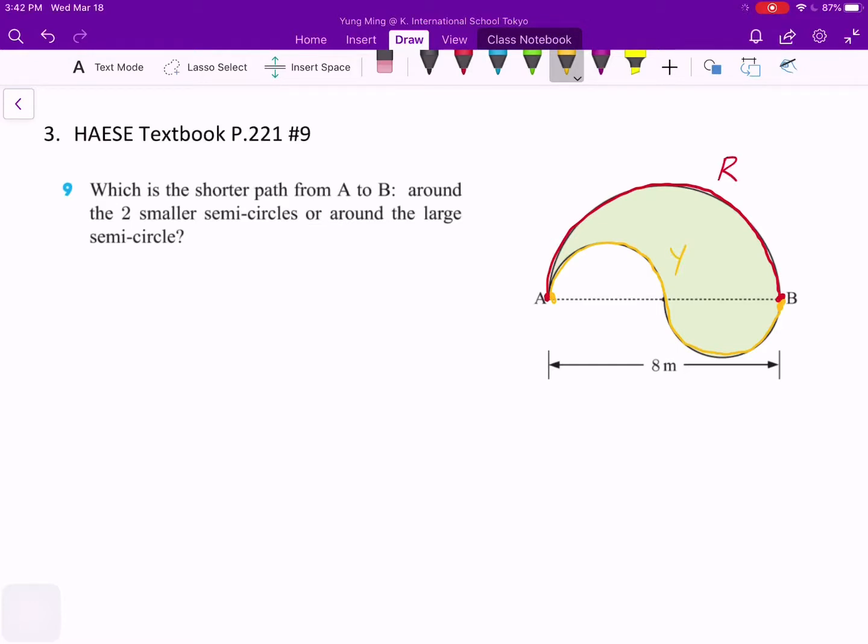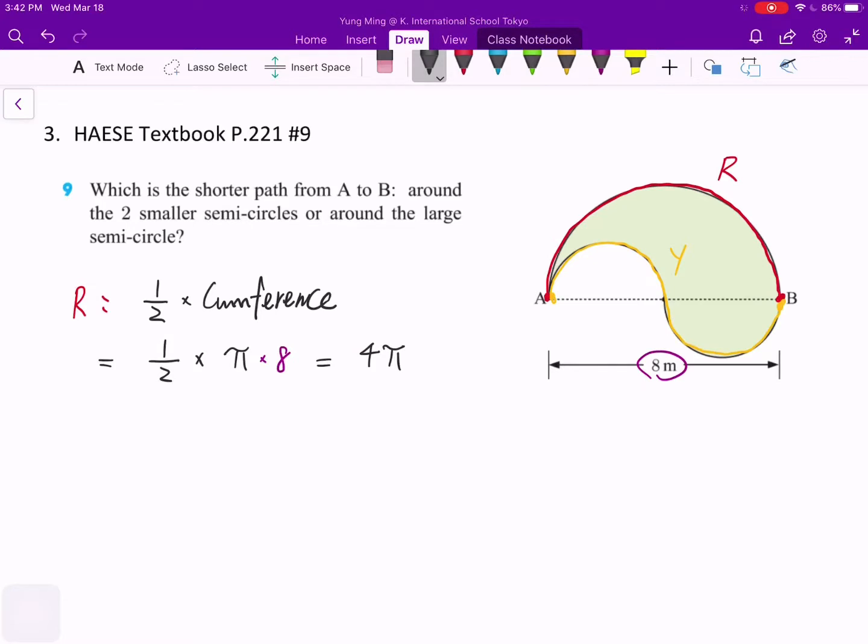So let's compare path R and path Y in this case. Path R, if you want to go from A to B, basically that means you're going half of the circumference. So half of the circumference is equal to 1 over 2 times the circumference, which is pi d. I'm using this 8 over here, this is my diameter. Pi times 8. This is actually going to give me 4 pi. Because the question doesn't ask me to round my answers, I'm just going to leave it as it is, 4 pi.